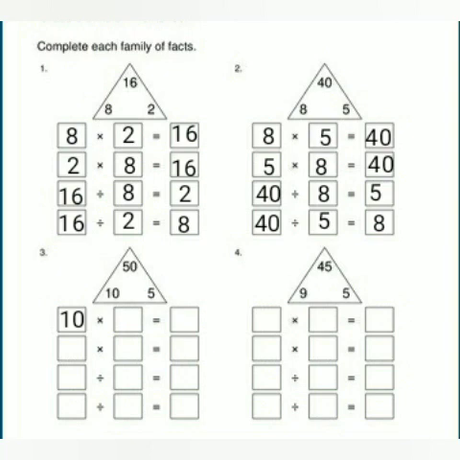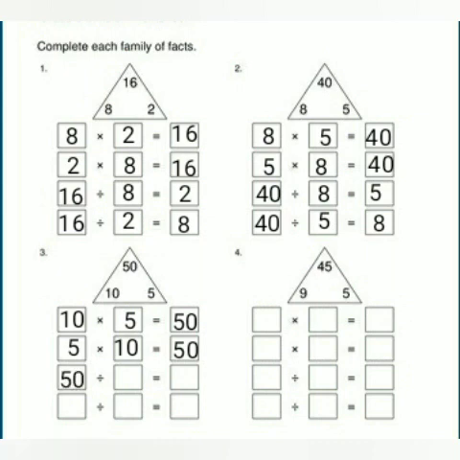So 10 times 5 equals 50. Now the next one. 5 times 10 equals 50. So we're going to start with 50 because it's the biggest number.